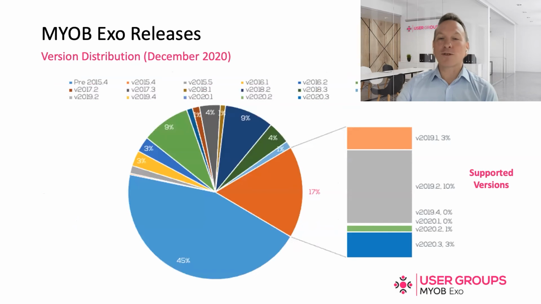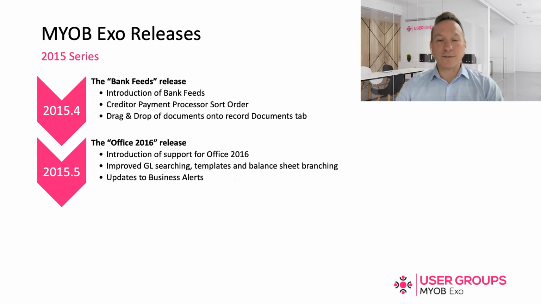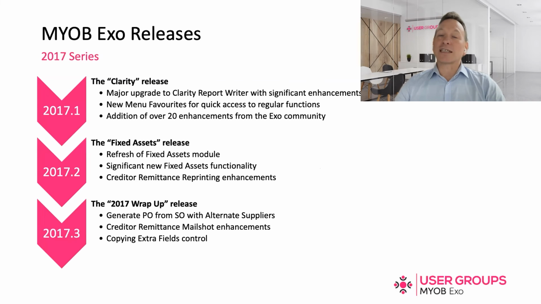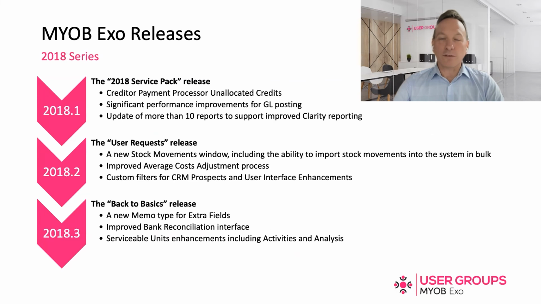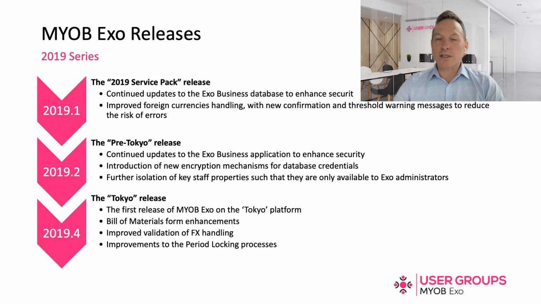In terms of version distribution, we see a fairly big spread. There are a number of clients that are running old versions of Exo. Again, if you're one of those, we encourage you to reach out to your partner, start the conversation, and make sure you're getting the value out of the investment that you've made in your ERP application. MYOB tends to release between 3 to 5 releases each year. We've seen a significant amount of new functionality, and these slides just give a little bit of an overview of what some of those key features are around each of those versions.